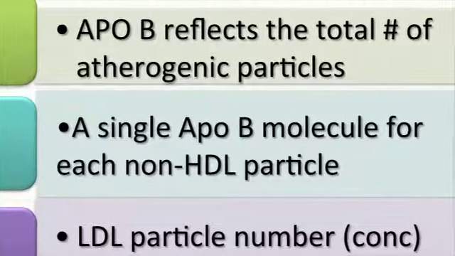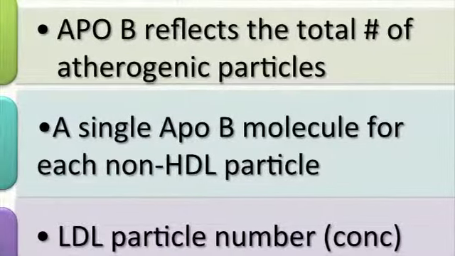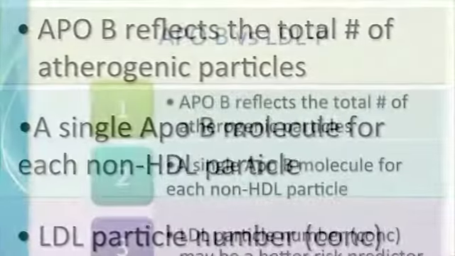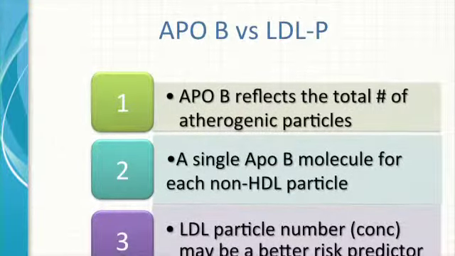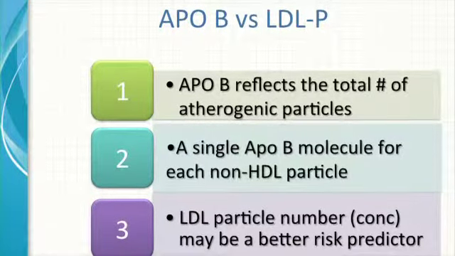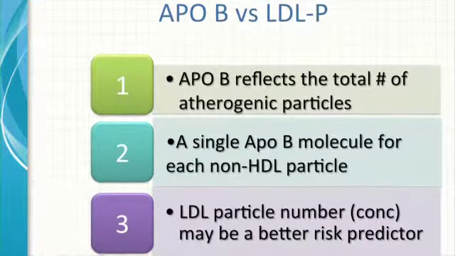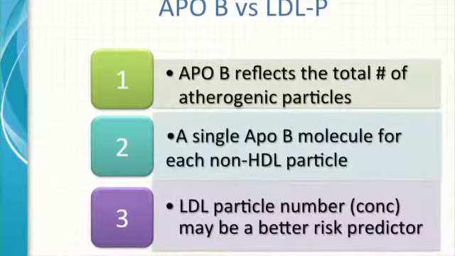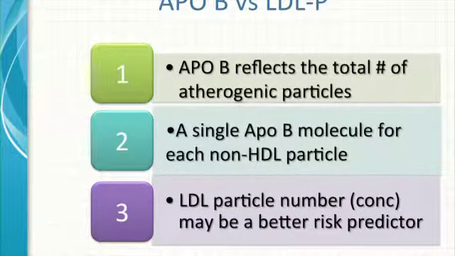That being the case, we think that by adding up all those ApoB molecules, we can actually get a better idea of how many of the atherogenic molecules are circulating in our blood system. We think that this might actually be a better predictor of heart disease.